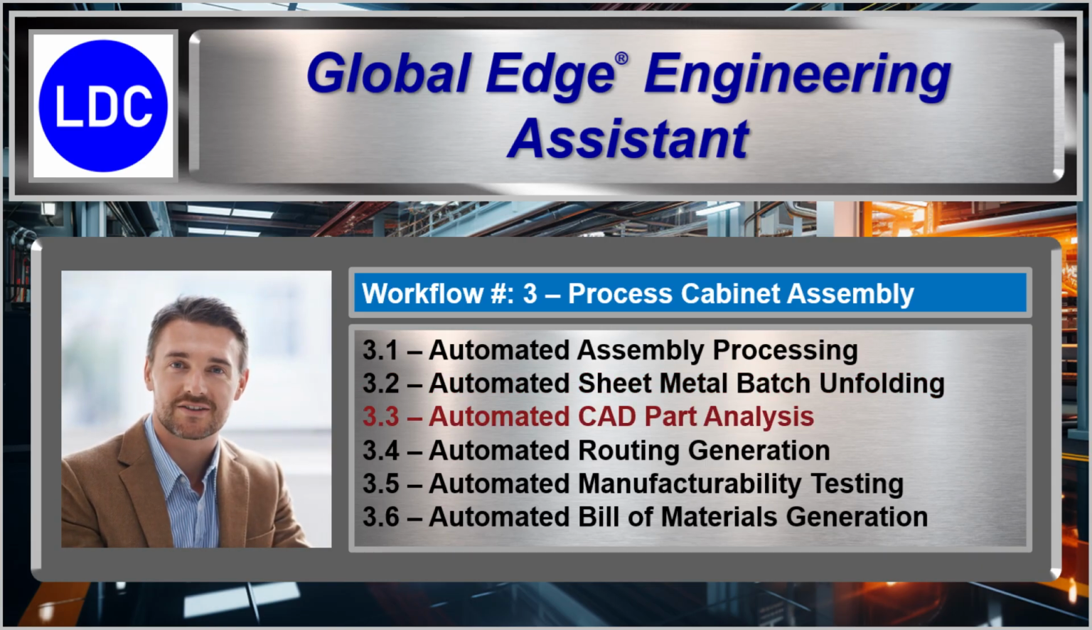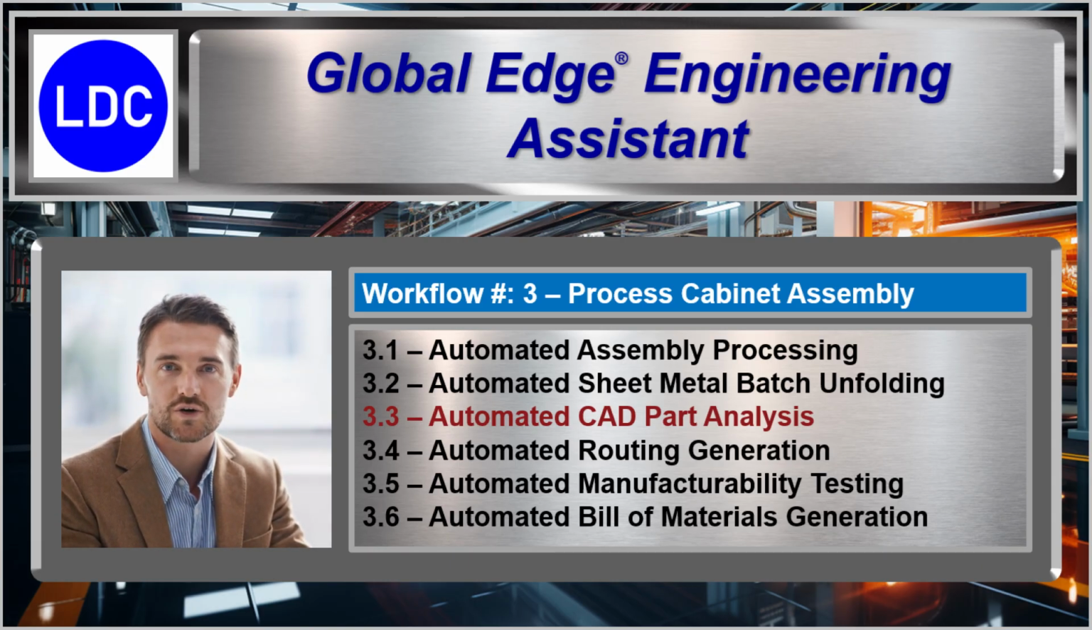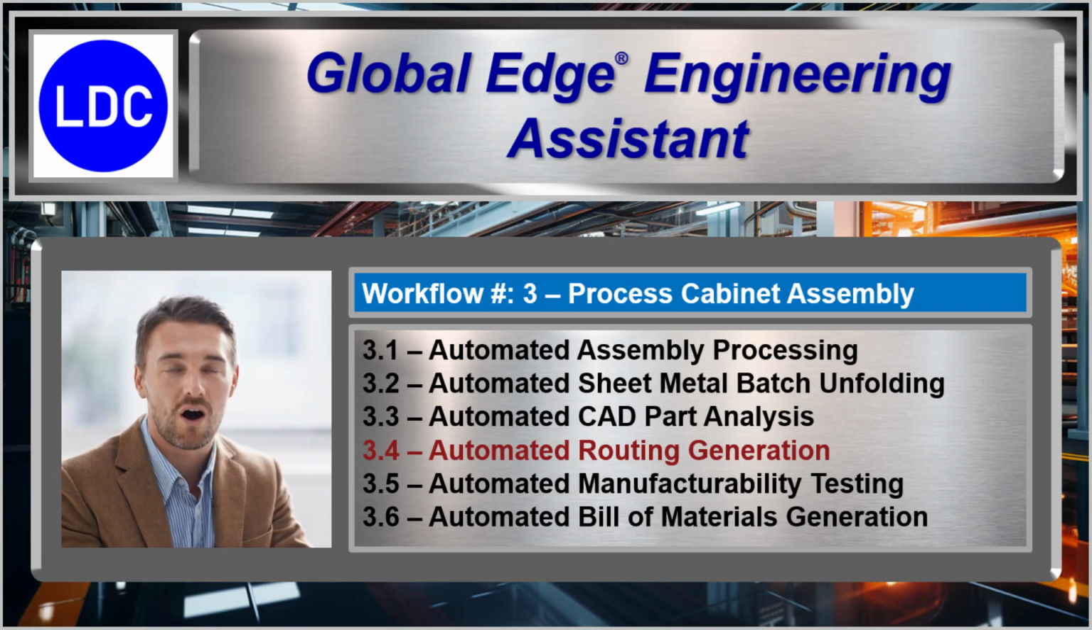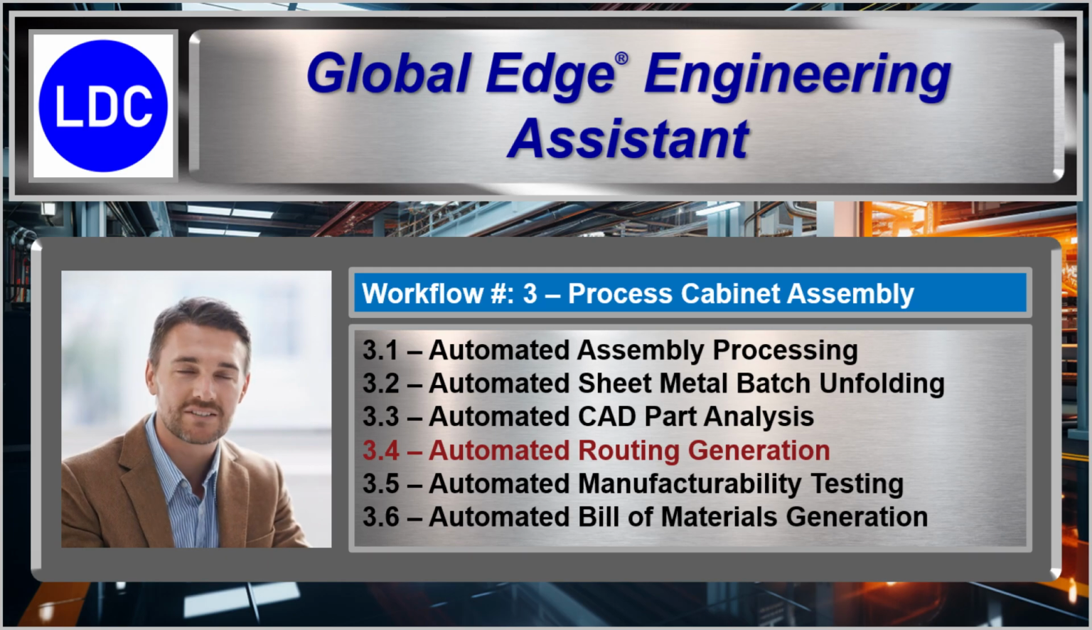Automated CAD part analysis illustrates the importation and analysis of complete CAD part parameters to drive automated routing generation, manufacturability testing, sales quote, and CAM program generation. Automated routing generation provides the capability to generate optimal routing steps based on CAD part parameters, including automated machine tool selection based on matching CAD and machine tool parameters.